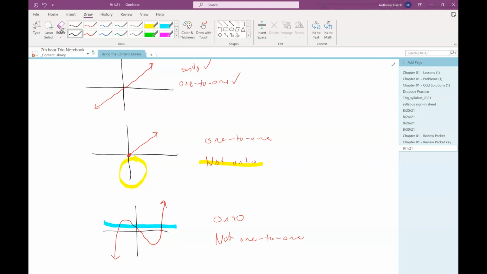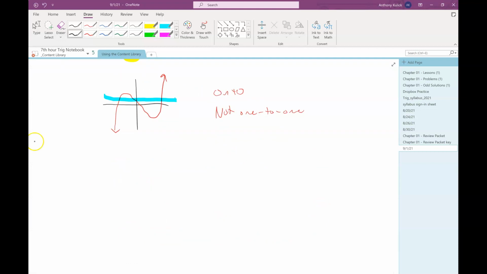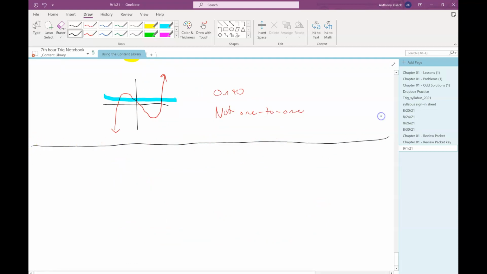The last thing we still haven't talked about yet is this: we've talked about finding inverses for mapping diagrams, for sets of ordered pairs, and for graphs. We haven't yet talked about finding an inverse for an equation. So let's do some examples of that.